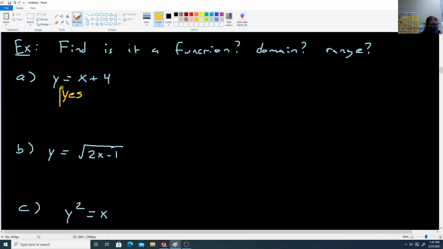Each input that I can input for x will always give me back one output. And then for the domain and range, we could note this is a diagonal line, so its domain and range will be all real numbers.